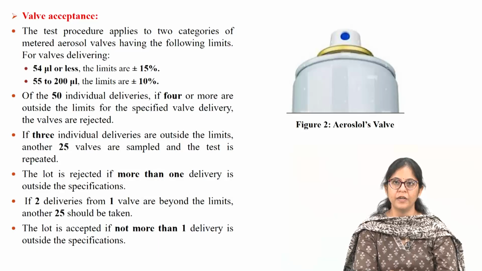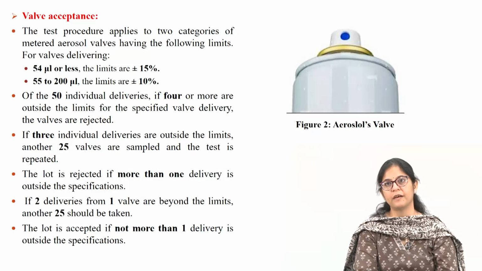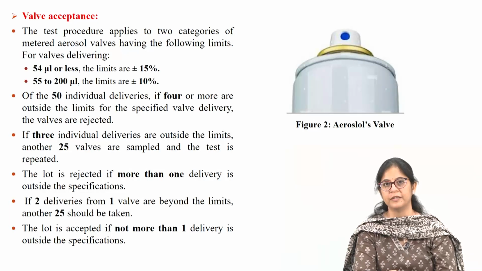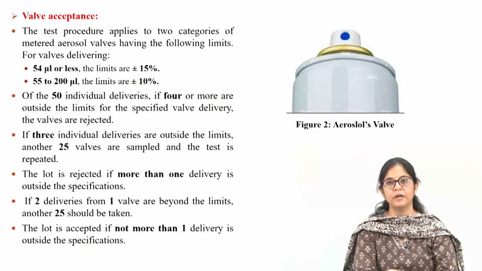So, of the 50 individual deliveries, if 4 or more are outside the limits for the specified valve delivery, the valves are rejected. If 3 individual deliveries are outside the limits, another 25 valves are sampled and the test is repeated. The lot is rejected if more than 1 delivery is outside the specifications. Further, if 2 deliveries from one valve are beyond limits, another 25 should be taken. The lot is accepted if not more than one delivery is outside the specifications.